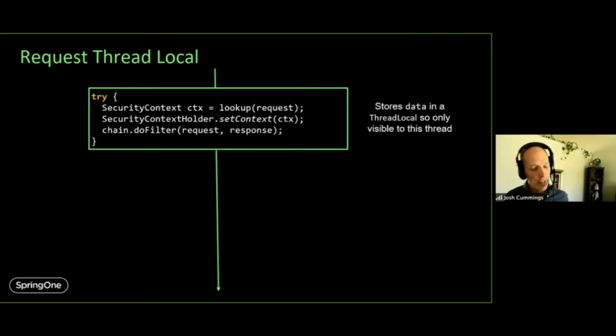Other repositories. And when it finds the security context, the previously logged in user, for example, then it calls this set context method, and then proceeds with the rest of the filter chain that Ria talked about. Where does it store this context though? It stores it in a thread local variable.